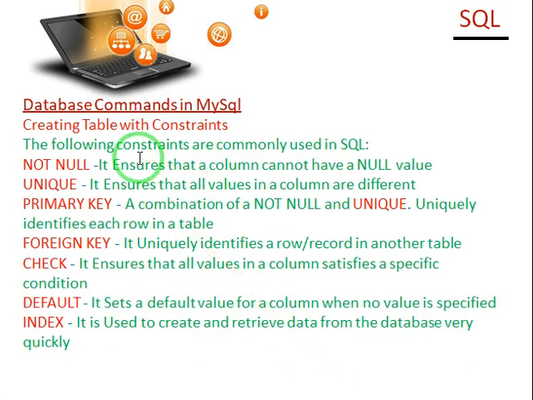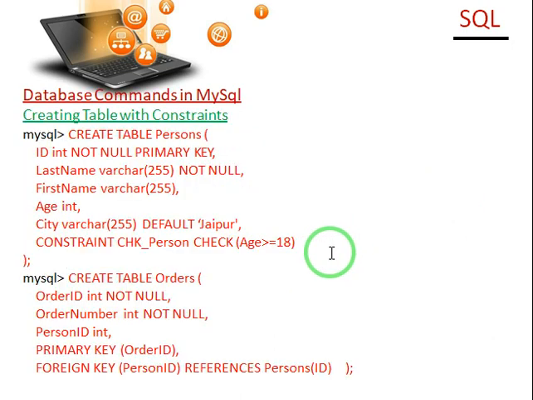Now these are some of the very frequently tested constraints in SQL. One is not null, which shows that a column can't have a null value. Second is unique, which shows that all values are different. The primary key is a combination of not null and unique. And a foreign key is a key whose value is derived from the primary key of another table, and it helps in uniquely identifying a row in another table. So this is how we can create a table with constraints. So create table name, ID, not null, primary key. So this is basically an example of how you can create a table.